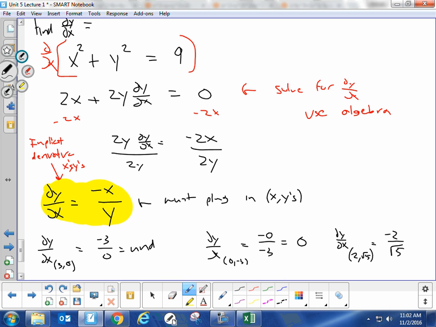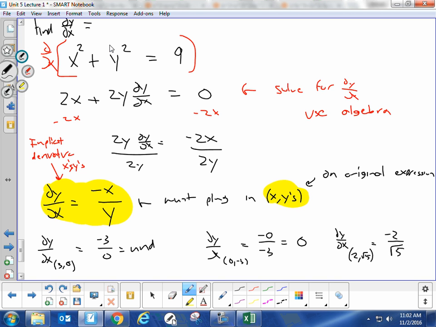Question? Yes, these have to be points that work in my original equation. These are not random points. (3, 0), that's on x squared plus y squared equals 9. (0, negative 3), that's on. (2, root 5), that's on. Okay? They're not just random points. I can't plug in (1, 3), because that won't be a point on the expression.